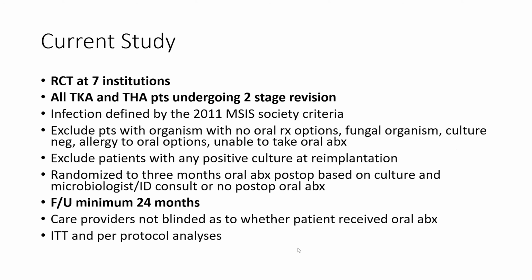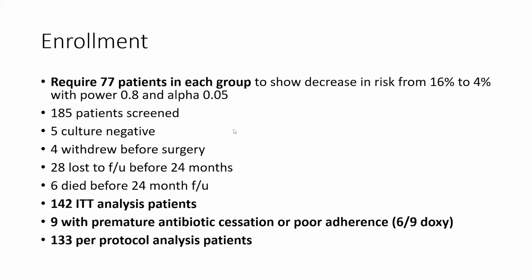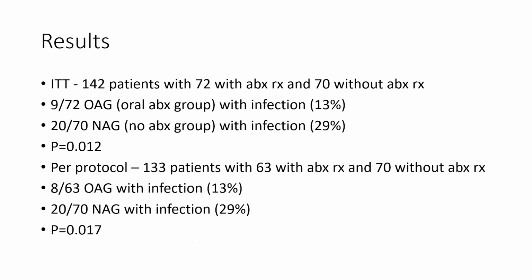So this was done at 7 institutions, all total hip and knee arthroplasty patients. Follow-up was 24 months, which was very good. They ended up with 133 patients to analyze at the end. They were hoping for 154, but they were just a little short. They did lose 9 patients who had to stop antibiotics because of poor adherence, and 6 of those 9 were taking doxycycline. So that indicates that doxycycline may be a little hard for some people to take on a long-term basis.